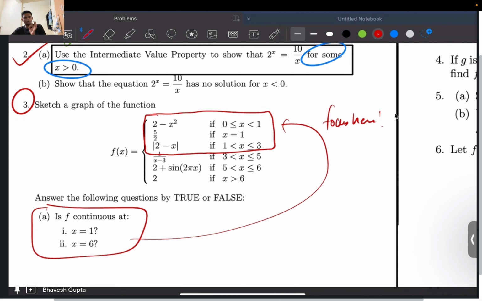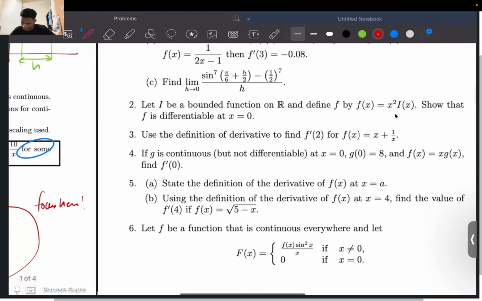Because at x equal to 1, my function is defined as 5 by 2. But if I calculate my left hand limit, that's false. Exactly. So the idea is that you can solve this. I'm basically trying to explain to the others who couldn't do this. Anyways, I'll discuss this in the next session.